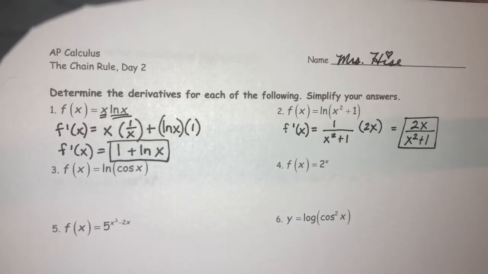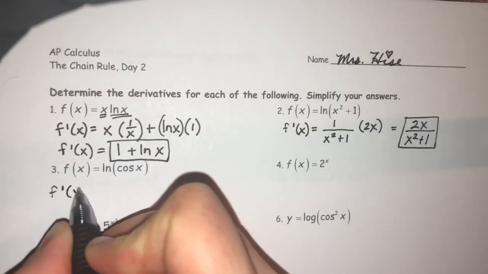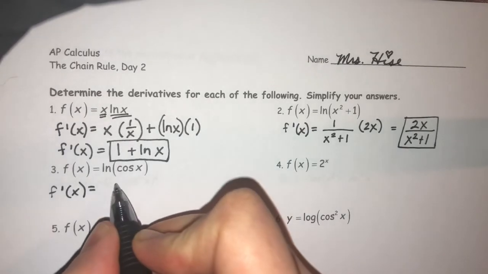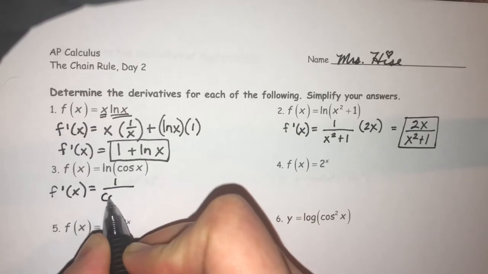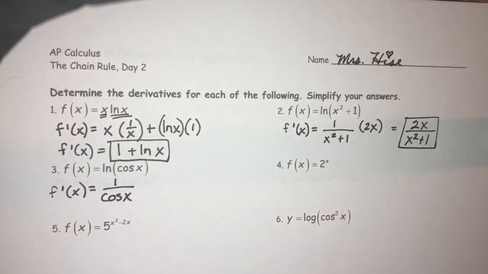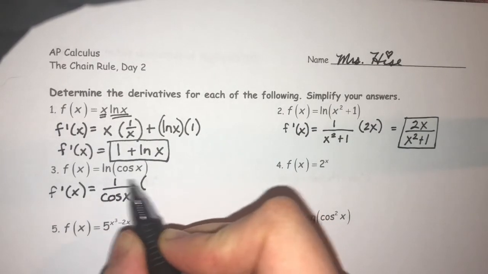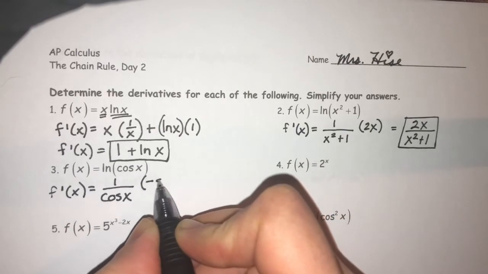All right, number 3 says f of x is equal to the natural log of the cosine of x. So to take the derivative, we're going to do it like we did the last one, chain rule problem. The derivative of natural log of x, the outside function, is 1 over x, but in the place of the x, we're copying the inside function, so 1 over the cosine of x. And then we're going to multiply by the derivative of that inside function, cosine of x. And the derivative of cosine of x is negative sine of x.